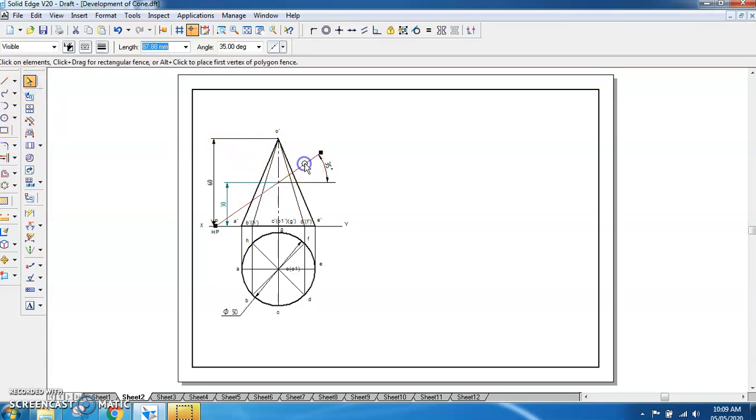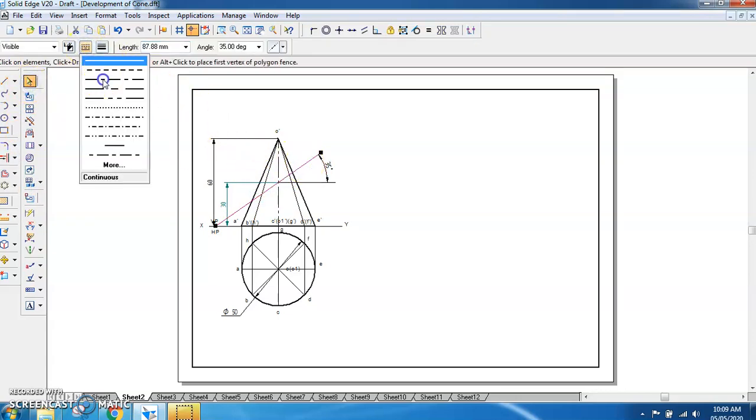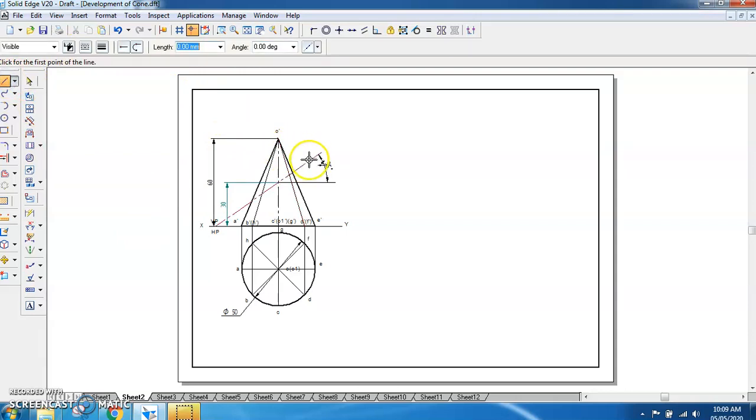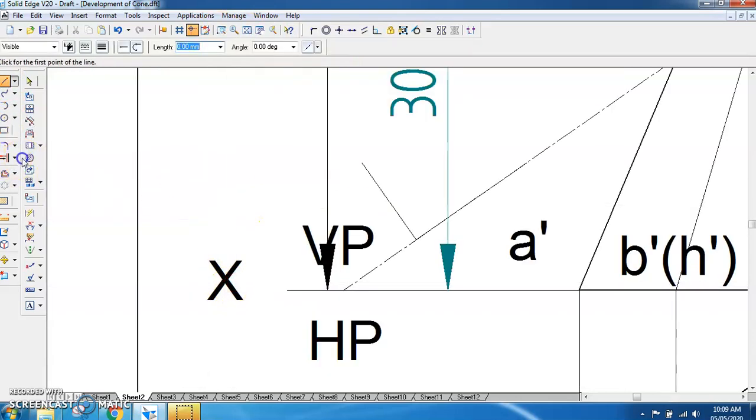So now you can convert this into a chain line. You can have the short ends here like this. The extra portion which you don't want, you can remove it from here using trim option.